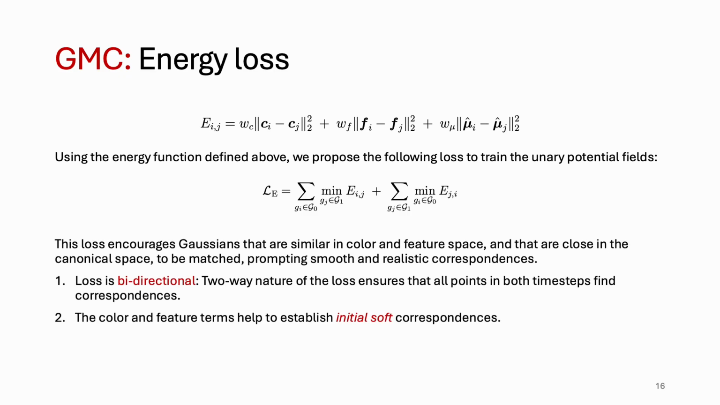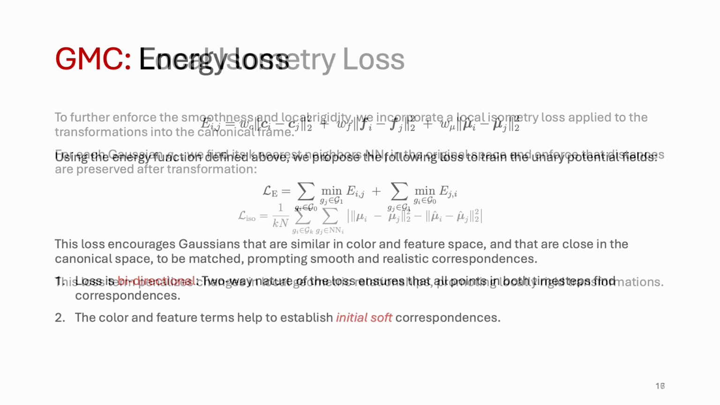This loss encourages Gaussians that are similar in color and feature and that are close in the canonical space to be matched, which results in smooth and realistic correspondences. Notice that the loss is bidirectional. The two-way nature ensures that all points in both time steps find correspondences. And because the network is initially untrained, the nu hat terms do not contribute much initially. Hence, the color and feature term help establish initial soft correspondences.